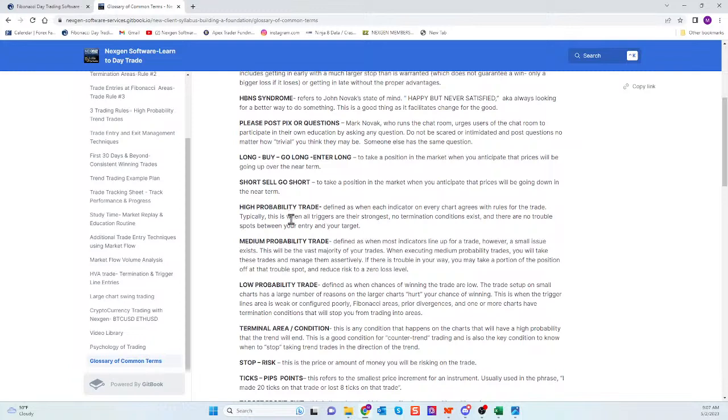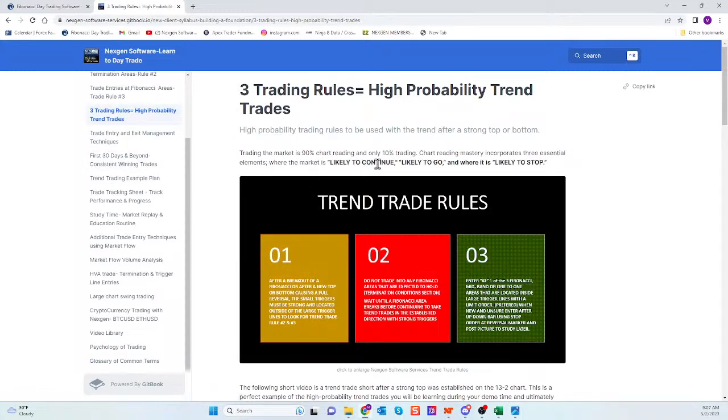And what this high probability trend trade does for you is it teaches you to read your charts. And the reality is that 90% of what you do throughout the day is just going to be chart reading. You're going to be looking at your indicators, you're going to be gauging advantages. And when those advantages are present, that 10% is going to come into play.